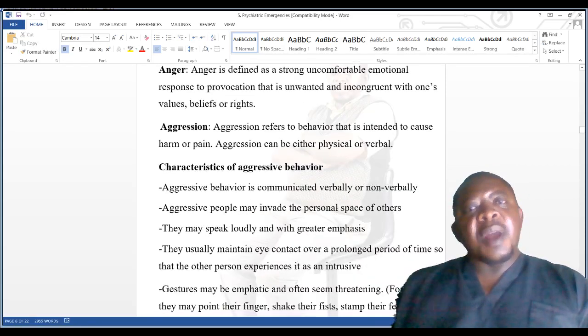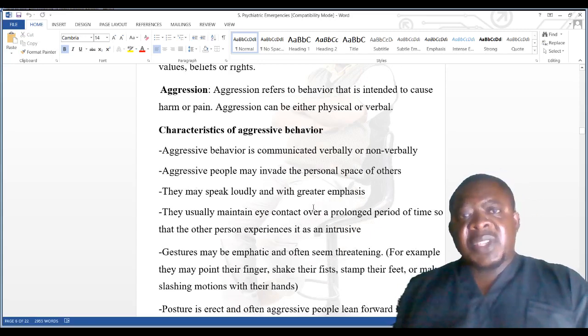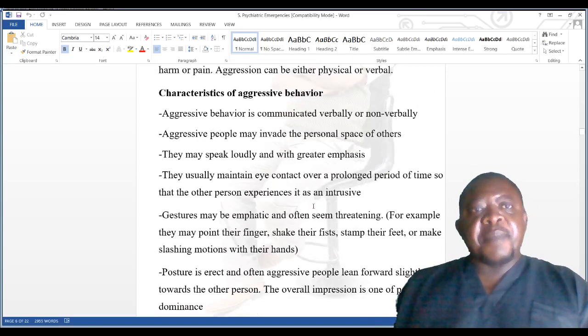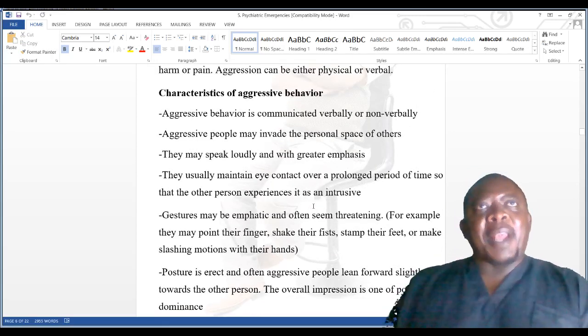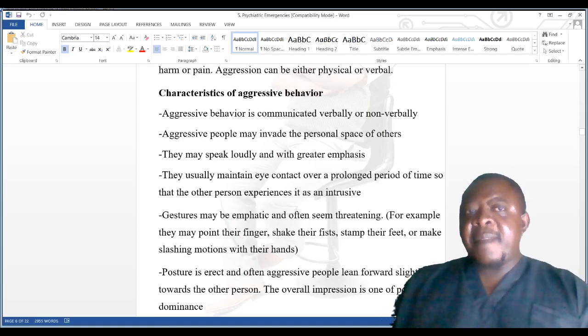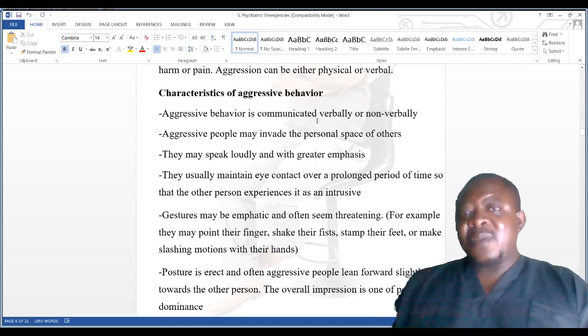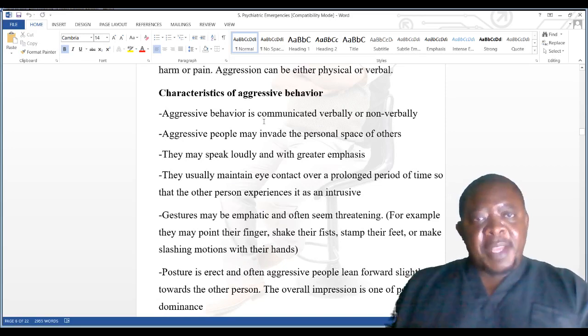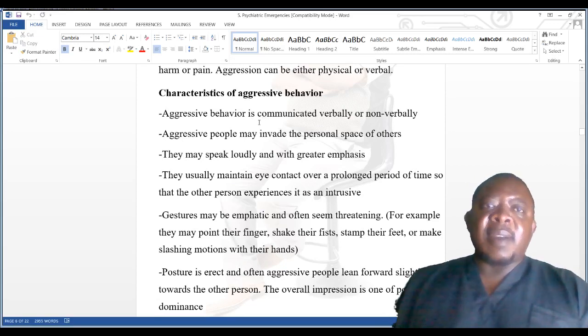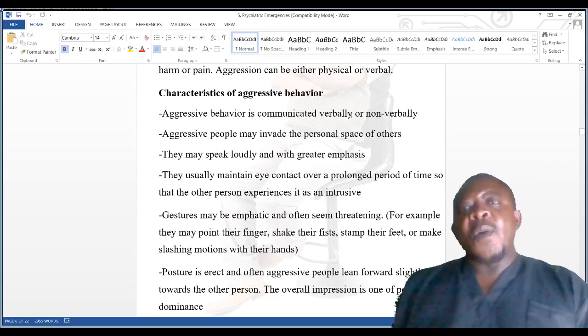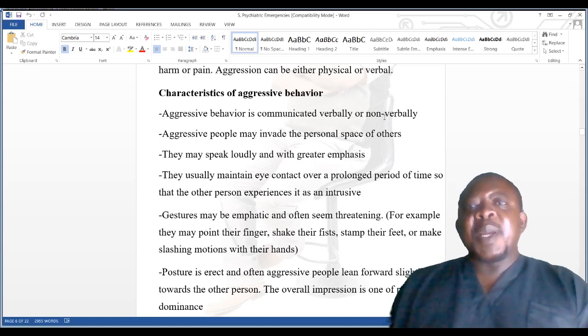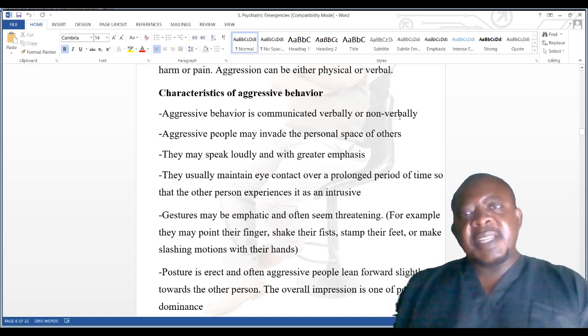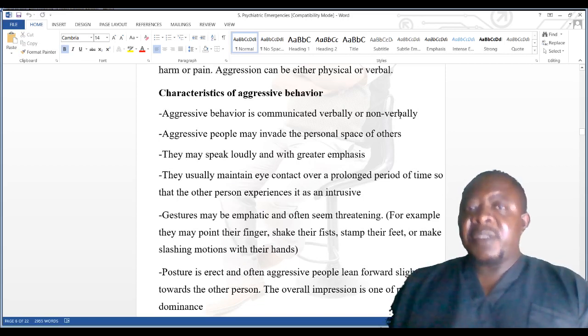Okay, let us now also appreciate the characteristics of aggressive behavior. It is more like the clinical picture, the presentation of aggressive behavior. So aggressive behavior is communicated verbally or non-verbally by the choice of words, the tone of voice. So all these are going to give a clinical picture of aggression. Non-verbally, we are looking at gestures that are portrayed by an aggressor or aggressive patient.